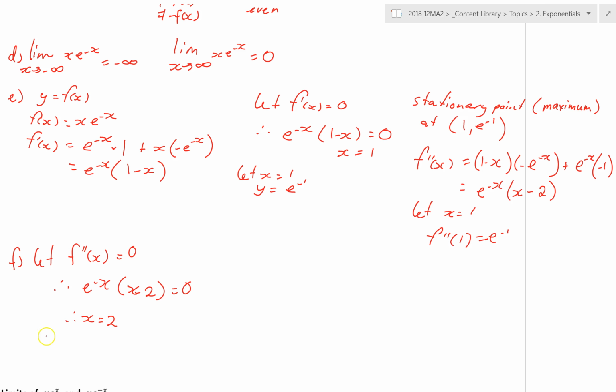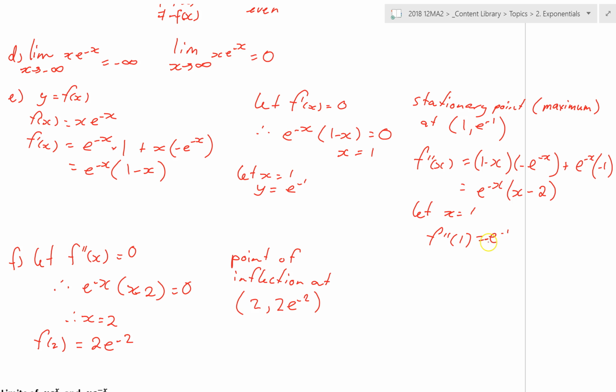Now I should say f of 2 is equal to 2 times e to the negative 2, or 2 over e squared if you like. So my point of inflection is at (2, 2e to the negative 2). Point of inflection's there. Now, I know the second derivative at x equals 1.